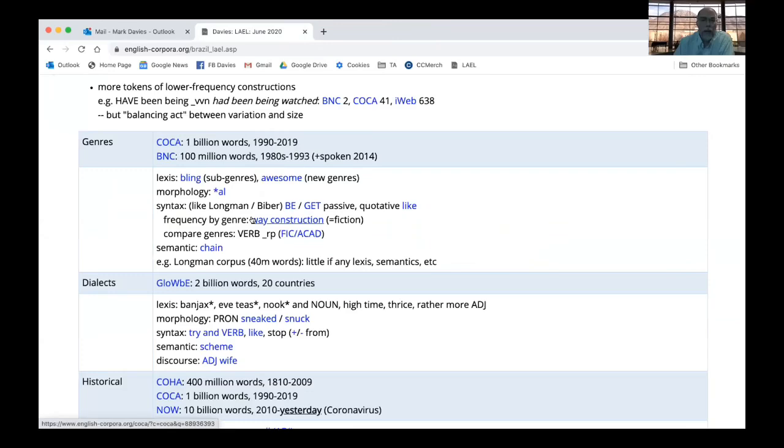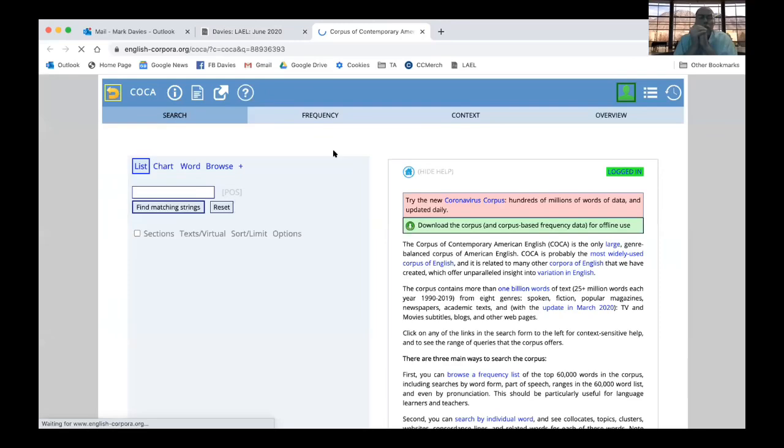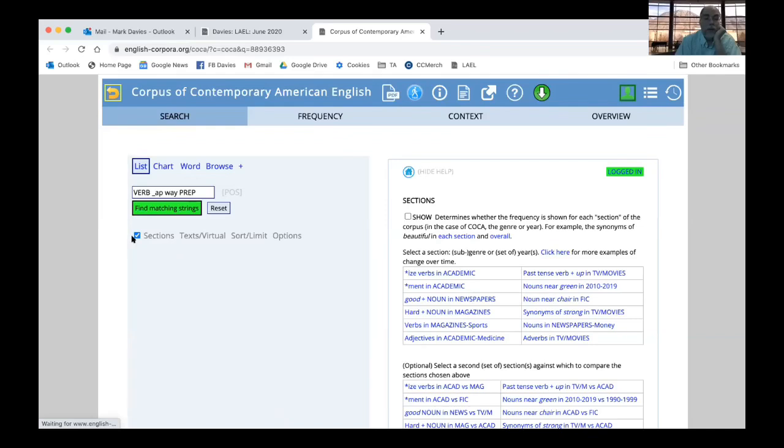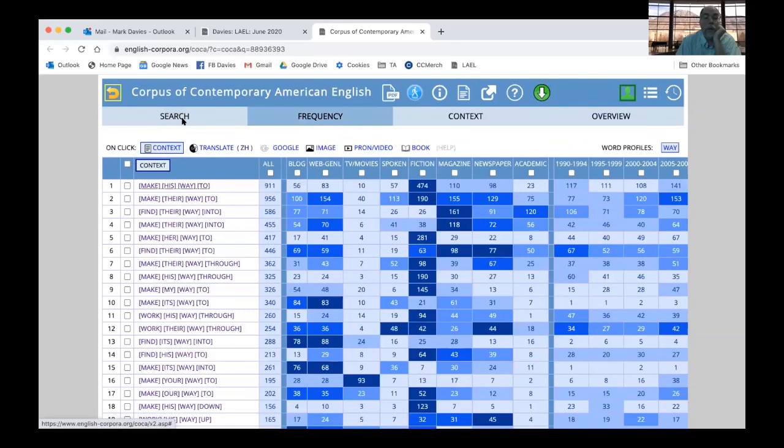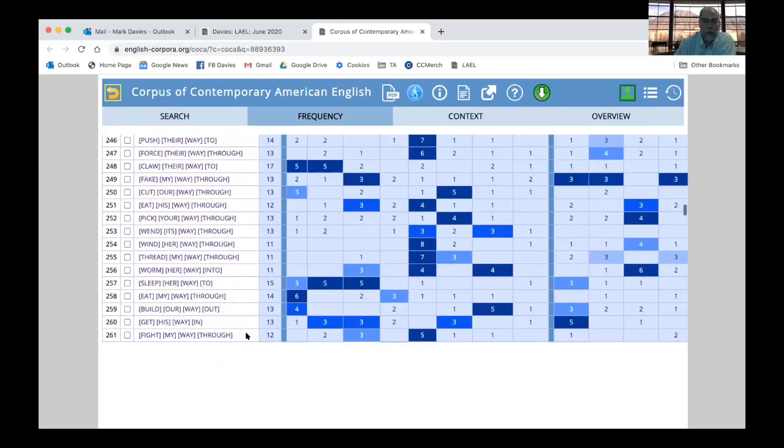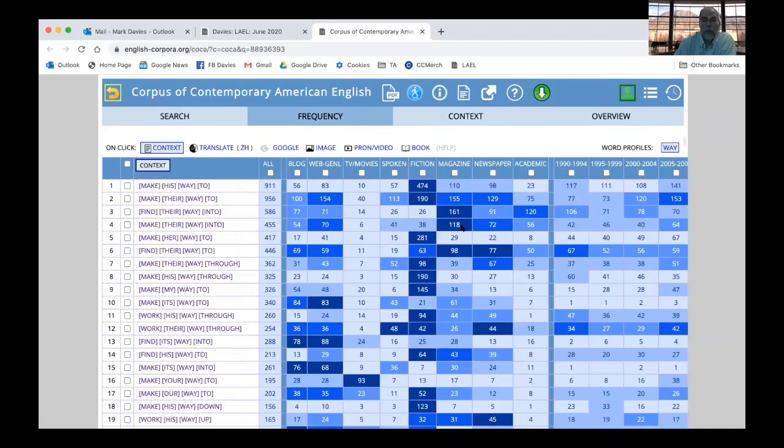Other things that you can do in terms of looking at genre-based variation, you can put in a construction and then say, show me the frequency here by sections. So here I'm looking at verb followed by possessive, followed by way, followed by preposition. So for example, made his way to the kitchen, work his way through the problems. And for each of the matching strings, many different strings here, you can see the frequency of each of these in each of the eight macro genres.